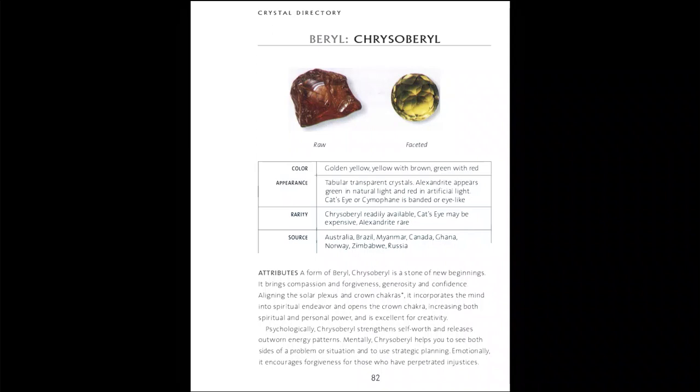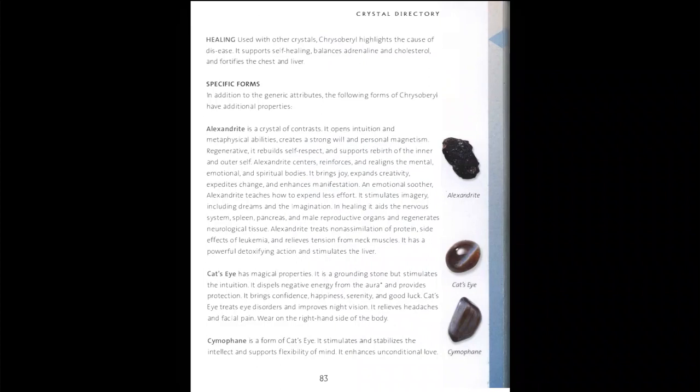Mentally, chrysoberyl helps you to see both sides of a problem or situation and to use strategic planning. Emotionally, it encourages forgiveness of those who have perpetuated injustices. Healing. Used with other crystals, chrysoberyl highlights the cause of disease. It supports self-healing, balances adrenaline and cholesterol, and fortifies the chest and liver. Specific forms. In addition to the generic attributes, the following forms of chrysoberyl have additional properties.